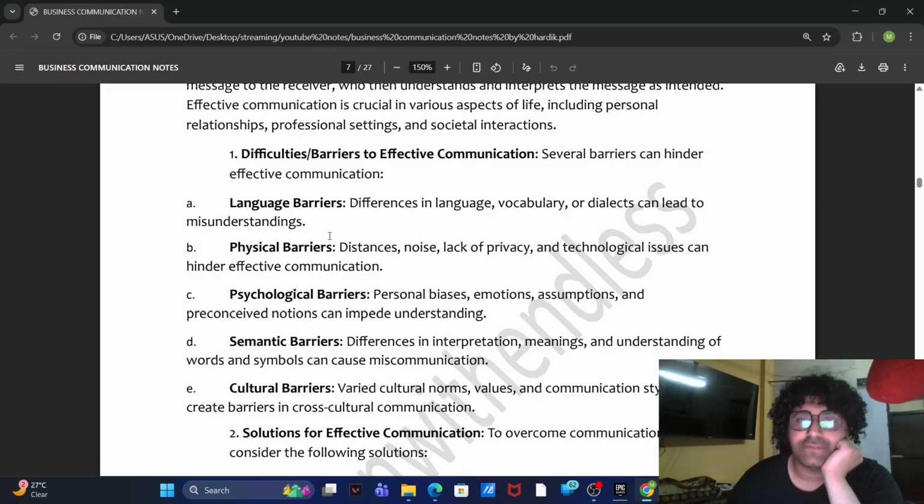Difficulties and barriers to effective communication. There are several barriers that can hinder effective communication. This is an important question. It often comes in the exam.